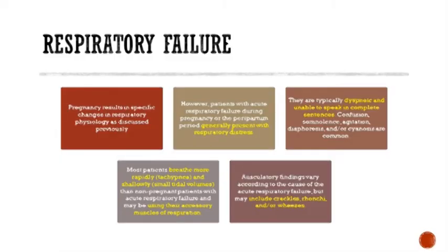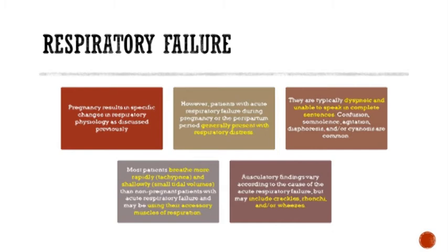So let's look at respiratory failure. Pregnancy results in specific changes in respiratory physiology, as we have now discussed. However, patients with acute respiratory failure during pregnancy or the peripartum period generally present with respiratory distress. They are typically short of breath and unable to complete sentences. They're usually confused, agitated, and cyanotic.